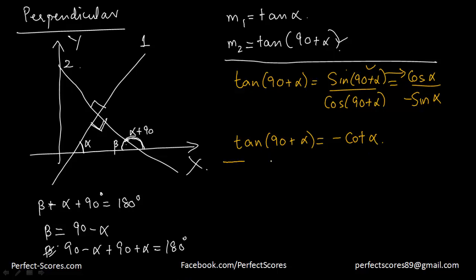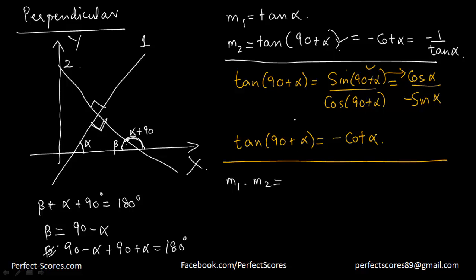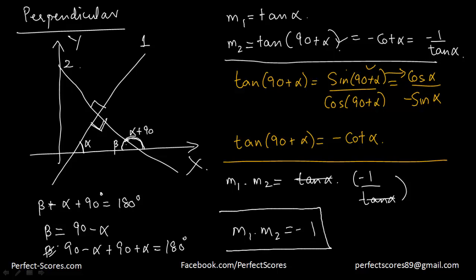So that means from here we can say that the slope of the second line is equal to negative of cotangent alpha, which is equal to negative 1 by tangent alpha. So if I say m1 into m2, it's going to be equal to tangent of alpha into negative 1 over tangent of alpha, which means it's going to be equal to -1. Which means if the lines are perpendicular to each other, the product of their slopes is equal to -1.